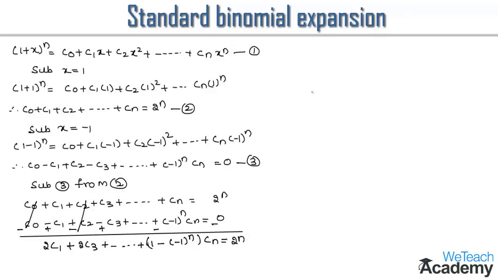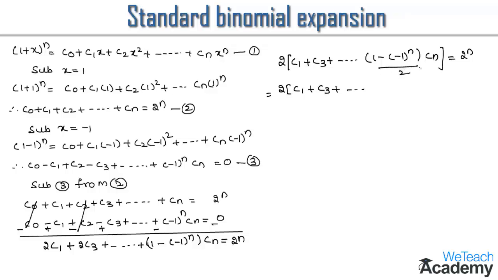Now let us take 2 as a common factor from the whole equation. So we get 2 into (C1 + C3 plus so on, plus (1 - (minus 1)^n) divided by 2 into Cn) is equal to 2^n. Therefore this would come as 2 into (C1 + C3 plus so on). Now let us simplify the nth terms. Let us say if n is an even number, then the value of (minus 1)^n would come as 1. So we get (1 - 1) divided by 2, that implies 0 divided by 2, and the value of 0 divided by 2 is 0. As the coefficient of Cn is 0, we don't have the nth term.